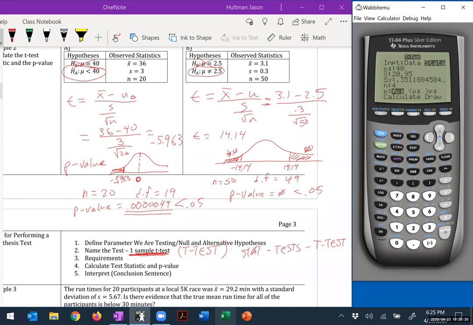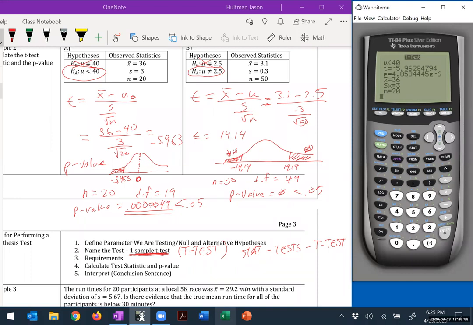Then what are we getting as our sample? Our sample X bar is 36. Our sample standard deviation is 3, and the sample size is 20. What are we wanting to do: less than, not equal to, greater than? I'm sorry, I want it to be less than. So I hit enter and then I just hit calculate.